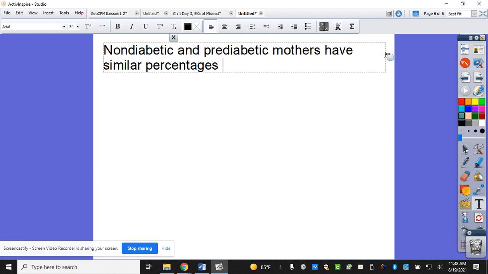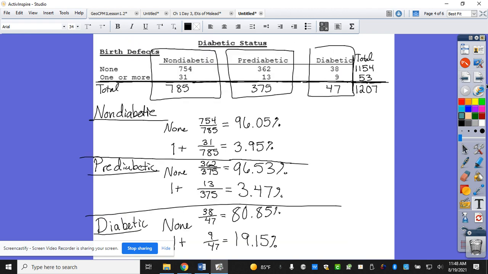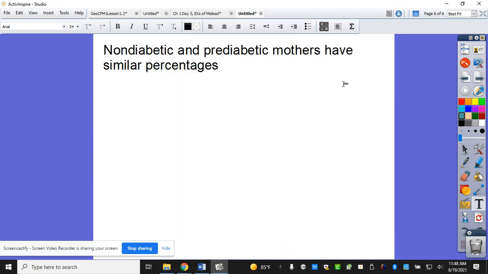Why is percentages really, really important? And this comes back to what we've talked about 2 days in a row. Because what do non-diabetic and pre-diabetic not have? Similar totals. So we can't say they have about the same amount. We have to say percentages because it has to be adjusted. So non-diabetic and pre-diabetic mothers have similar percentages of babies with no birth defects.